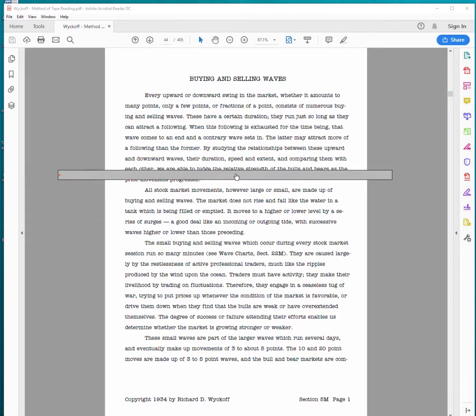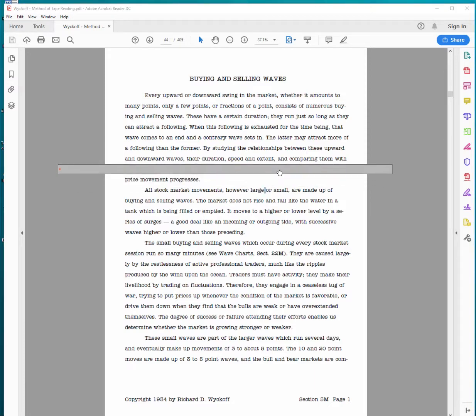By studying the relationship between the up and down swing, their duration, speed, and extent. Again, what is duration? Duration is time. What is speed? Speed is the amount of price change over time. It's actually momentum. So speed is the same thing as momentum in that it is a function of price and time. So amount of movement given the length of time. And extent is the change in price.